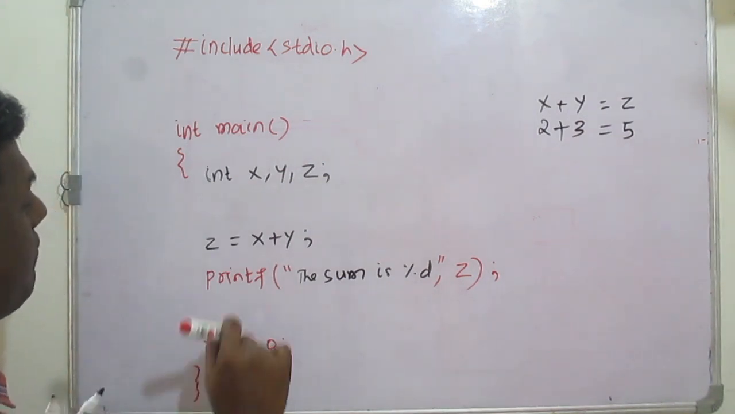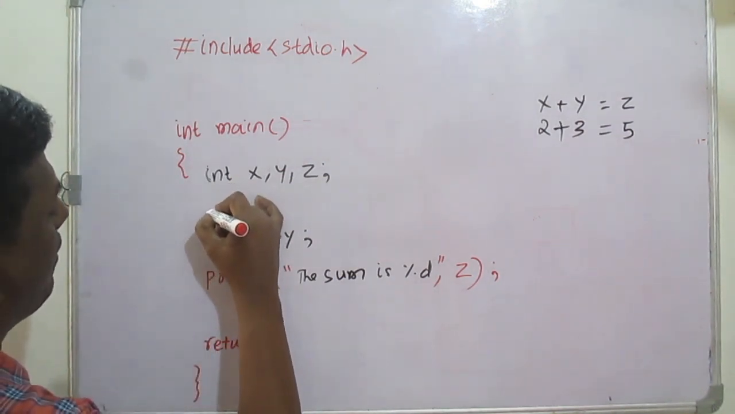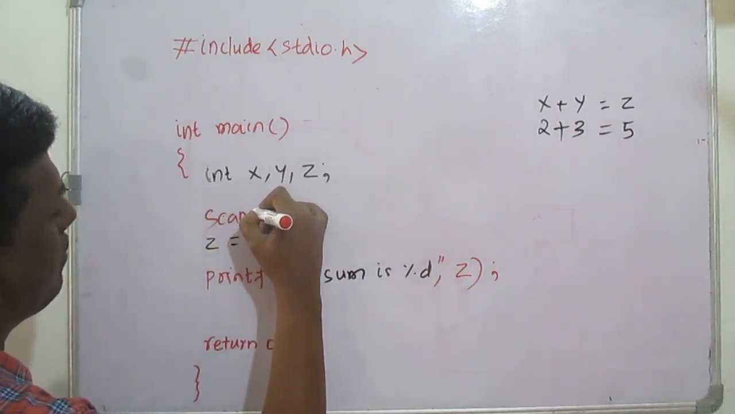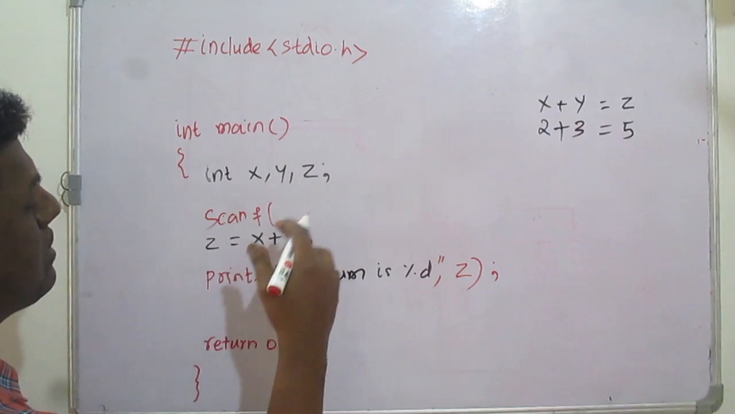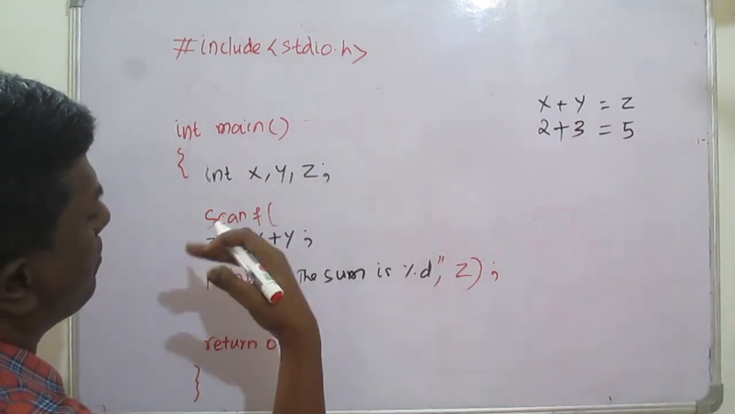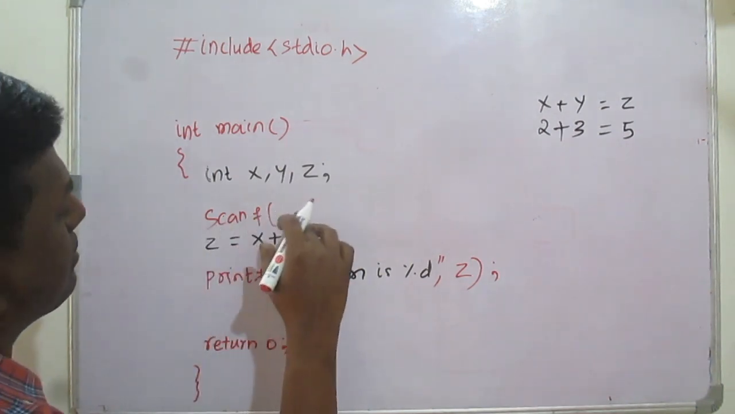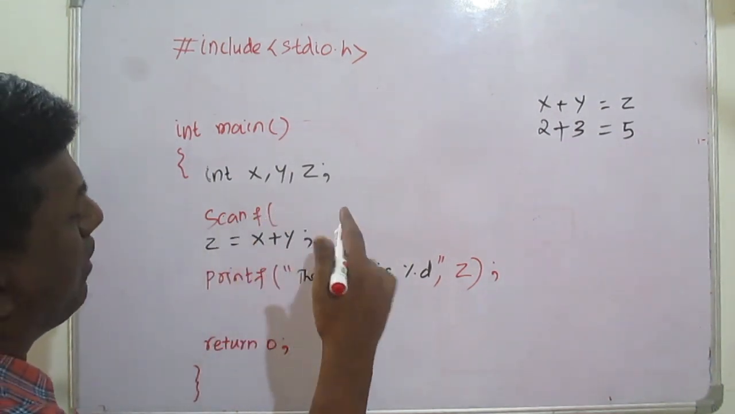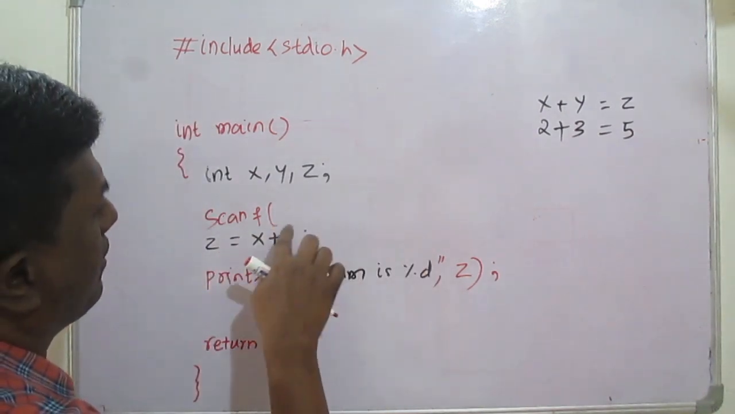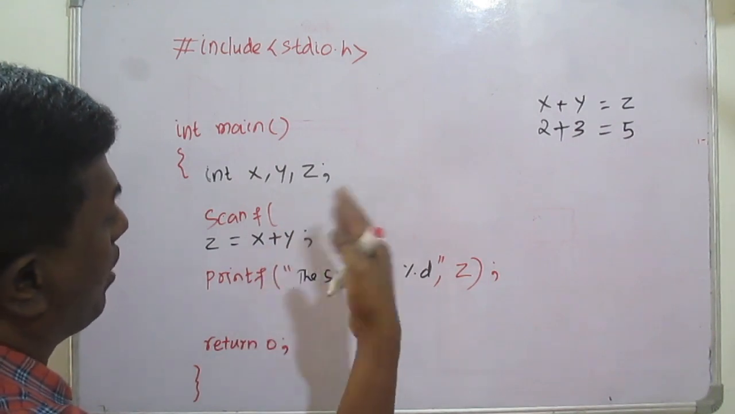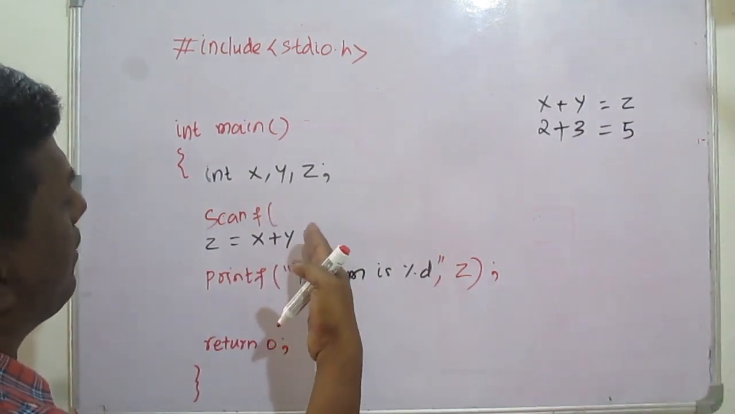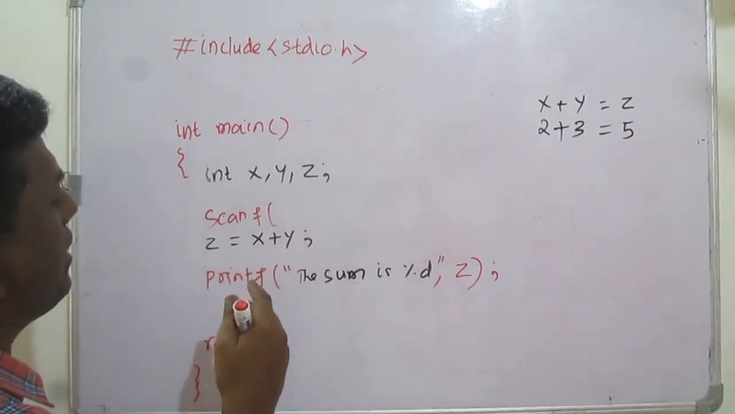Runtime initialization is very simple. To do the runtime initialization we have to use scanf. The function of scanf, as we have seen, is to read all types of data, and the next thing is to assign the value or data to the variable during runtime. That is the second function.